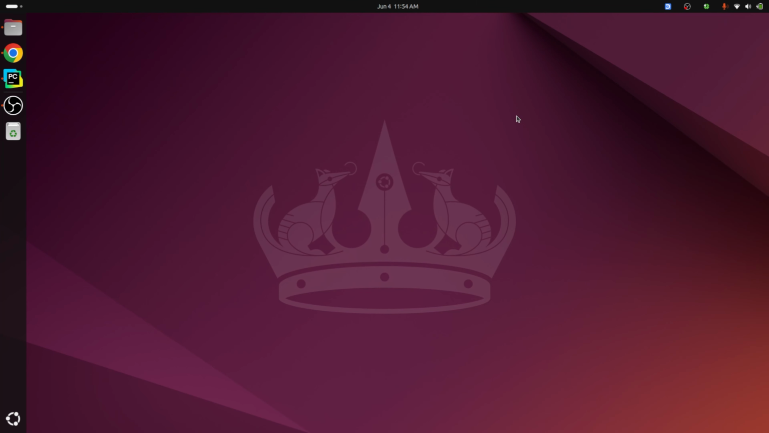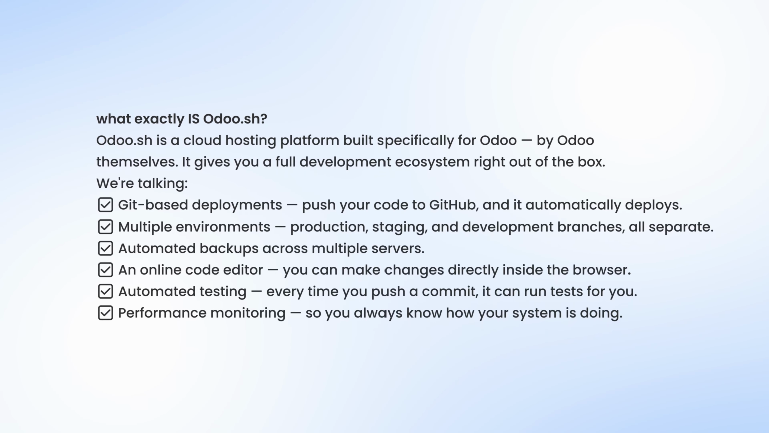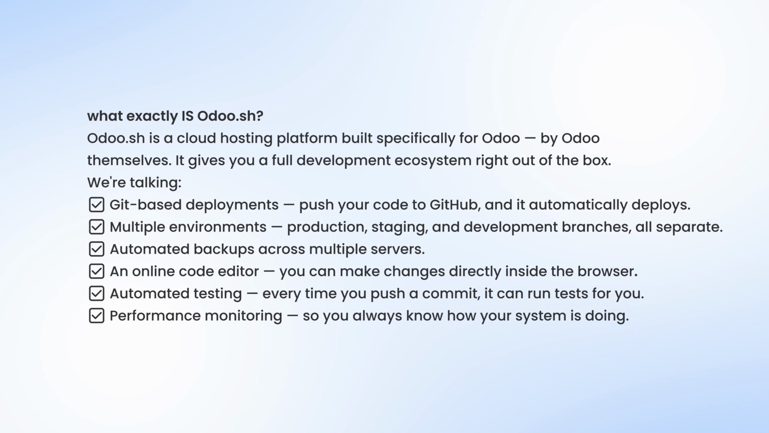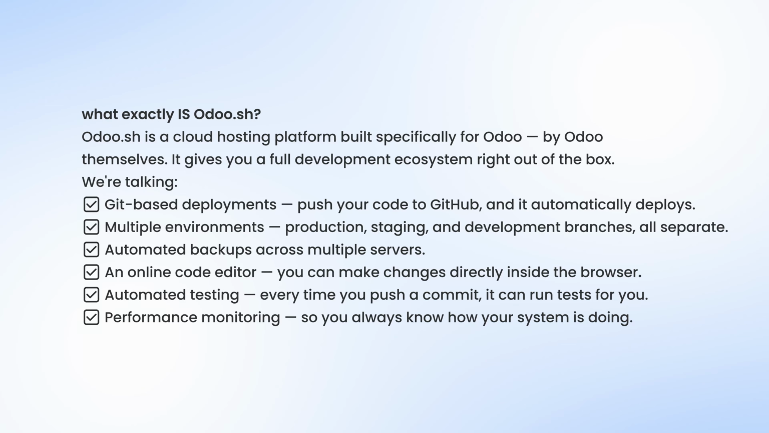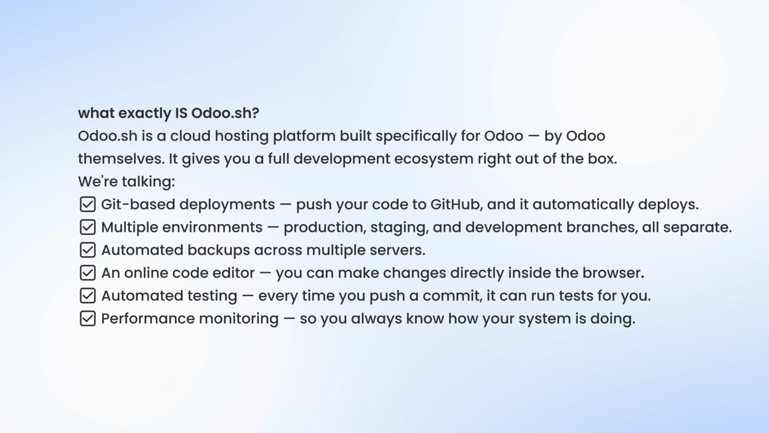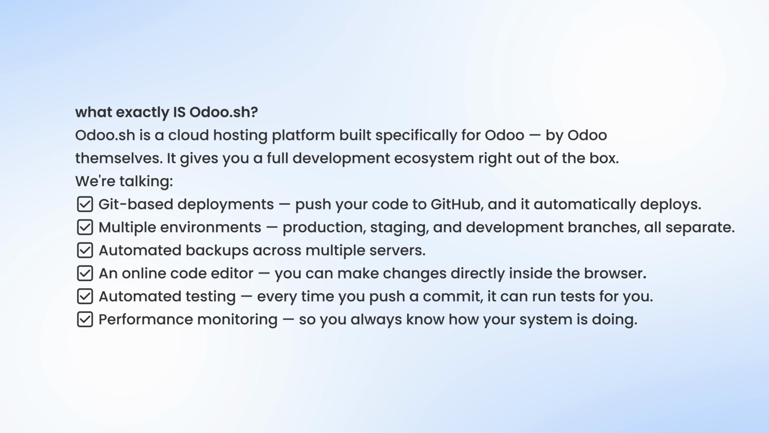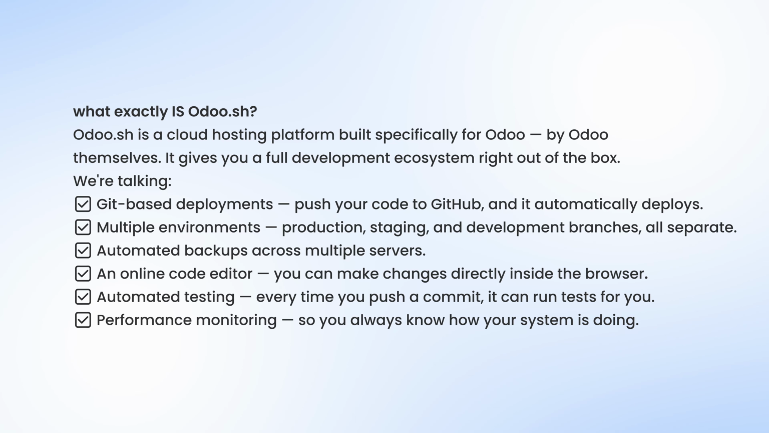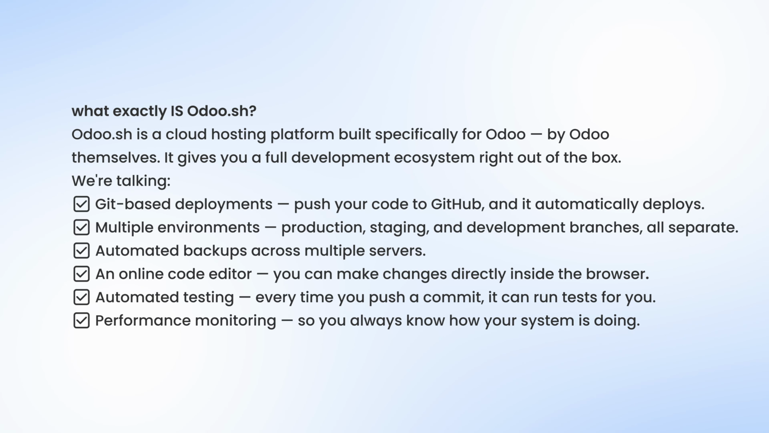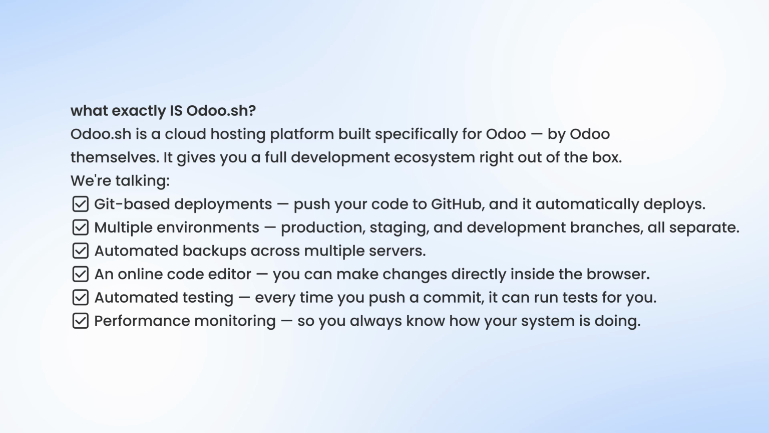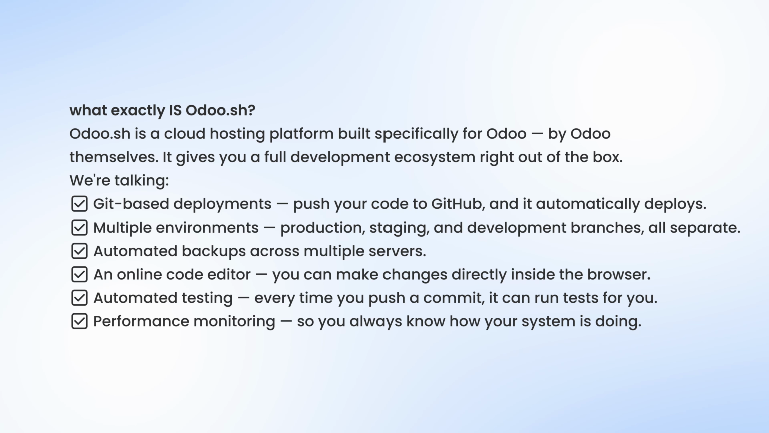So what exactly is Odoo.sh? Odoo.sh is a cloud hosting platform built specifically for Odoo by Odoo themselves, and it gives you a full development ecosystem right out of the box. We are talking about Git-based deployment. Push your code to GitHub and it automatically deploys. Multiple environments such as production, staging, and development branches, all separate. Automated backups across multiple servers, an online code editor.